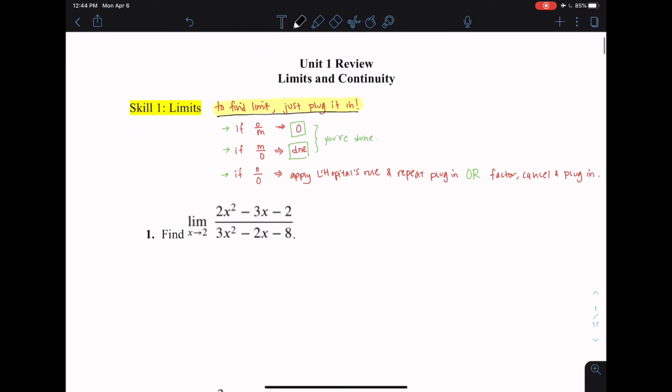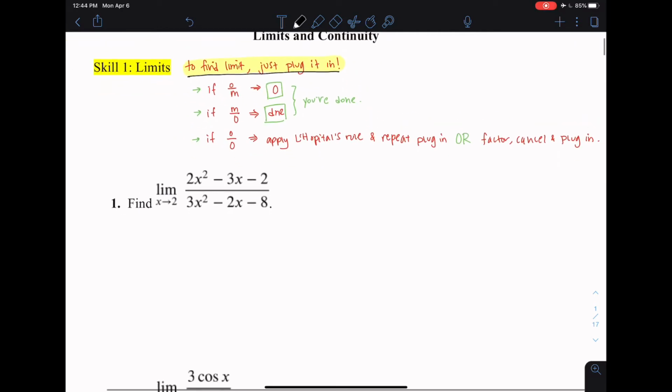So number 1 says, find the limit as x approaches 2. Simply plug it in. We'll have 3 options. Either, in situation 1, we'll have 0 over something, 0 over 1, 0 over -3. In that case, the answer is just 0. In the second scenario, we'll get a number over 0. And as you know, 0 can't be in the denominator. The answer would simply be does not exist. However, sometimes we'll get something in this third scenario, 0 divided by 0, which is called indeterminate form. In that case, we have 2 options, and we'll address them in our next problem.